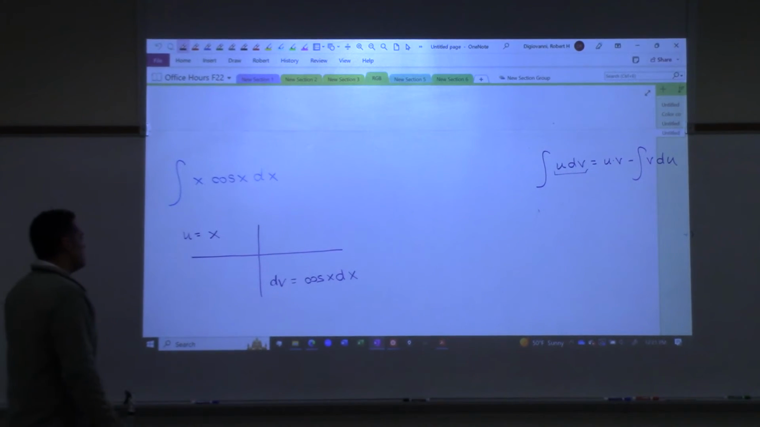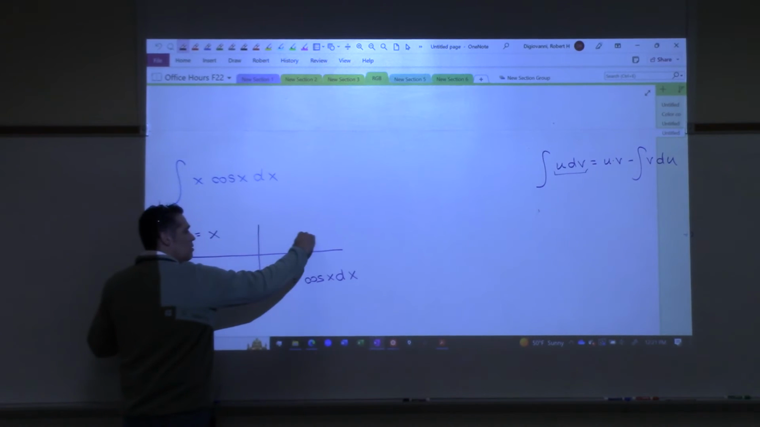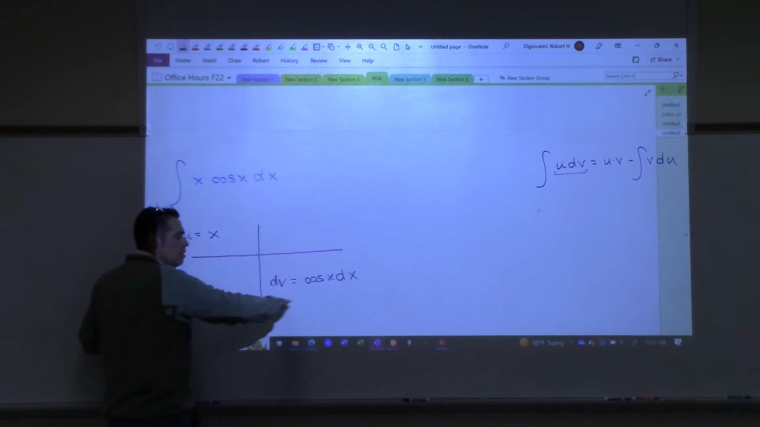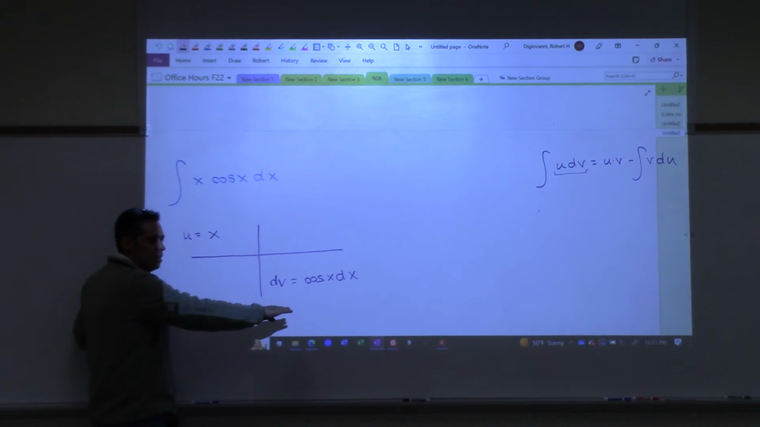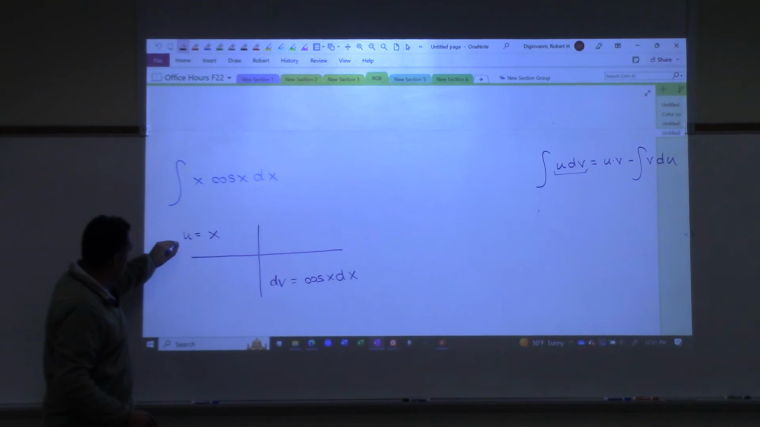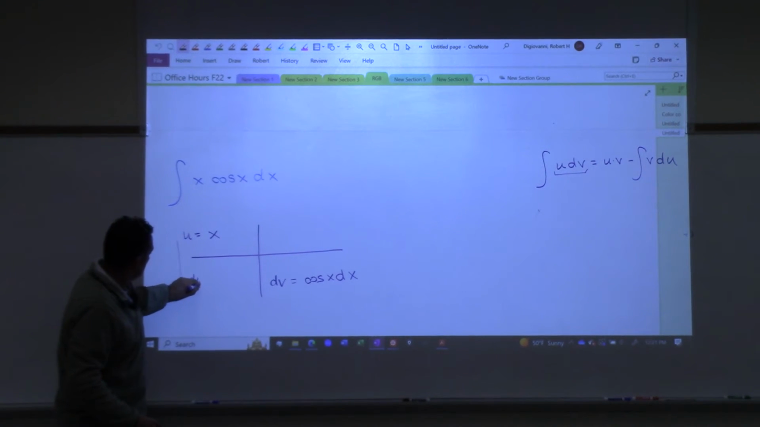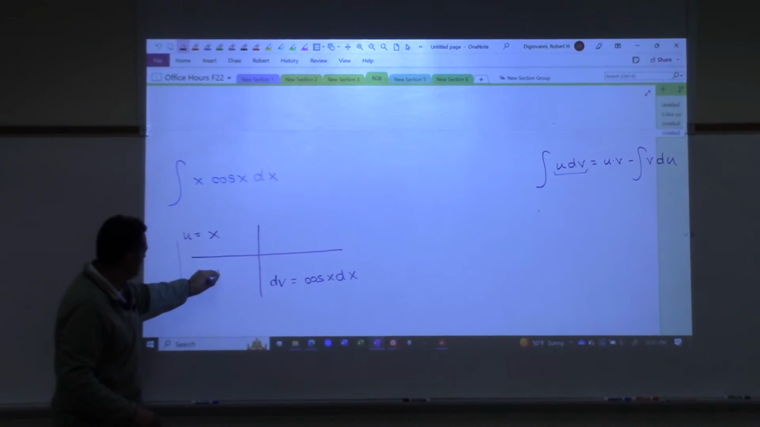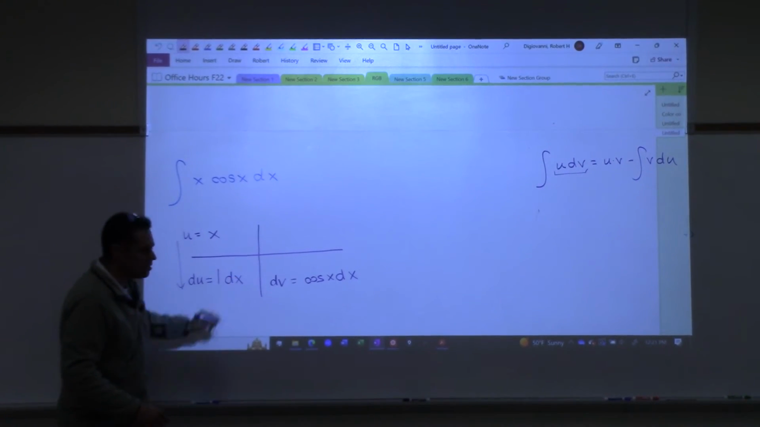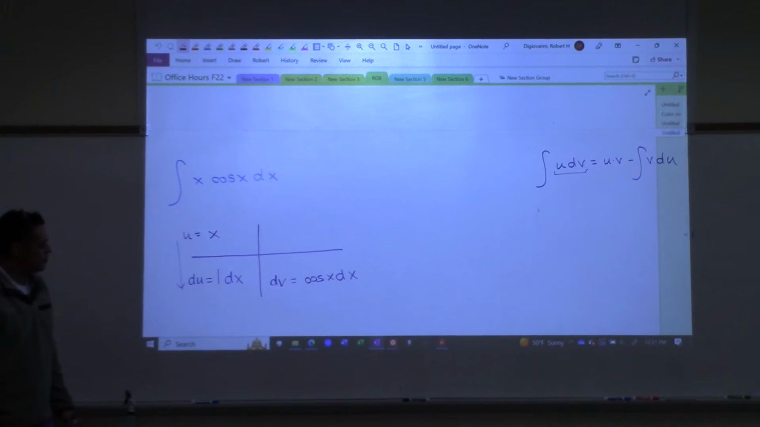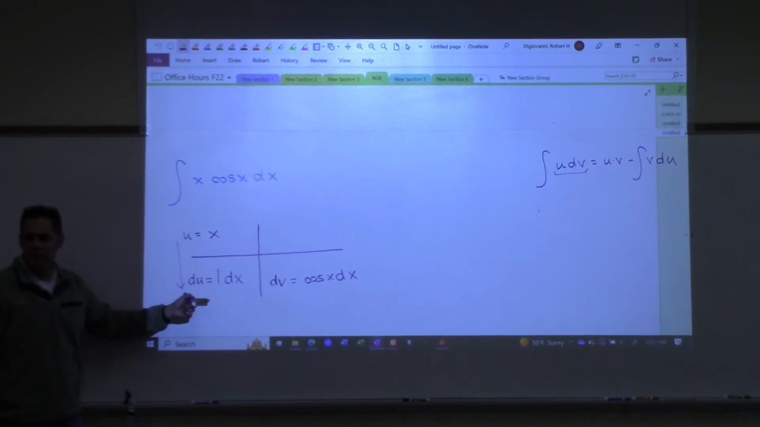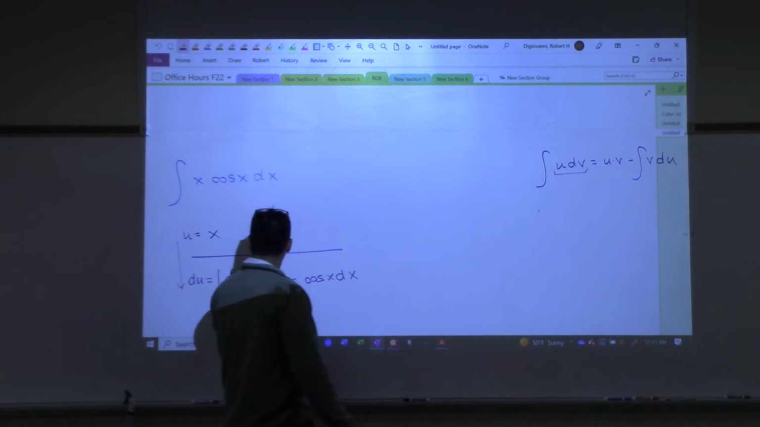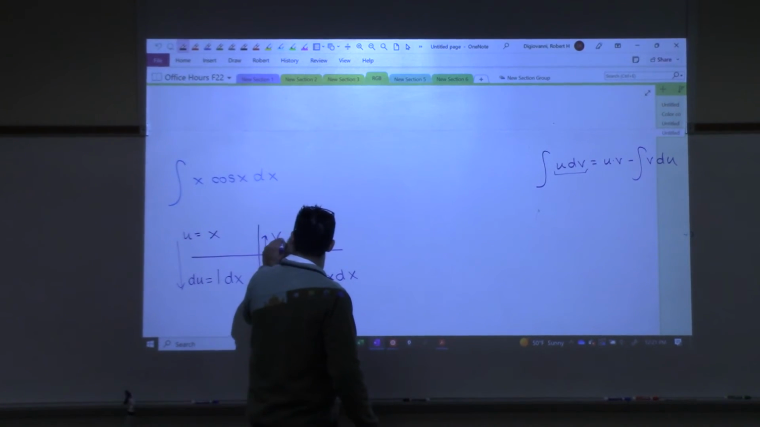Now, whenever I draw my table, the top row are the functions and the bottom row is the derivatives. So if I want to know what the derivative of u is, I differentiate. Anytime I'm working with the table going down, I differentiate. What's the derivative of x? 1, but let's put 1 dx. So I differentiated to get here. Now here, I need to go back up and figure out what v is.